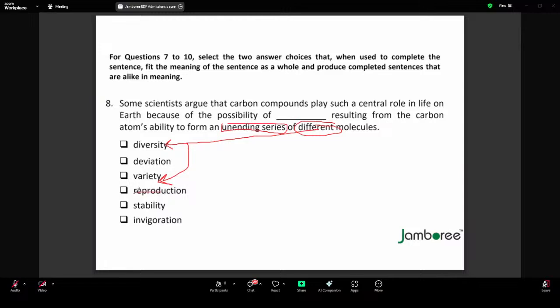Reproduction, doesn't pair. Stability, invigoration. No, they don't fit in very well, none of them. Invigor is to revitalize somebody, rejuvenate. I think these two are perfectly, directly fitting in.